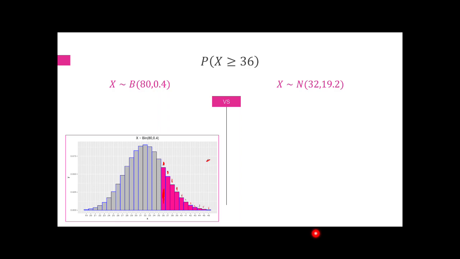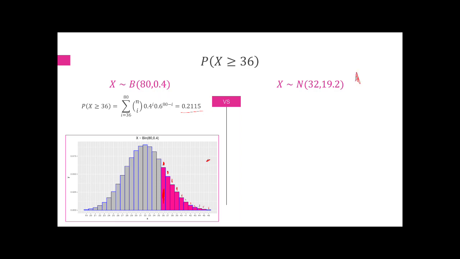Now, obviously, we can figure out this probability exactly. All we have to do is sum from i equals 36 all the way to 80 of the PMF of the binomial, and we can calculate that exact answer, and it's 0.215. Now let's see what happens when we use our normal approximation.